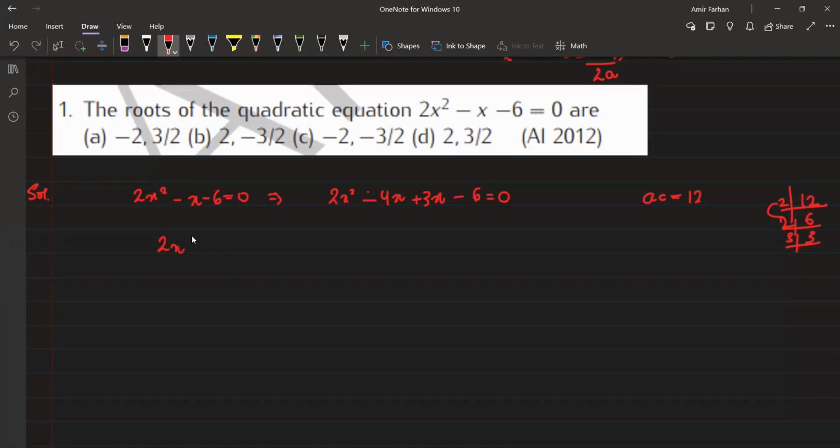Take the common 2x is common, x minus 2 will be left, and x minus 2 in this pair also will be equals to 0. So plus 3 will be taken common out. So you can see this thing that if x minus 2 is common and 2x plus 3, so these are the two factors of this equation. So basically x will be equals to 2 or x is equals to minus 3 by 2. So 2 positive and minus 3 by 2, B is the correct option. Clear? Everybody, yes or no? Please let me know, dear.